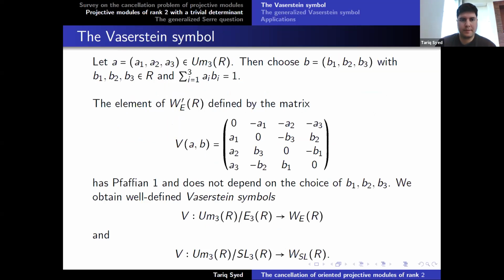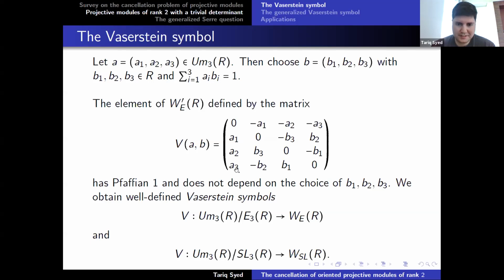And now we can define the Vaserstein symbol. So let's pick a unimodular row of length 3 with coefficients A1, A2, A3. Since it's a unimodular row, we may choose B1, B2, and B3, basically a section to the epimorphism, such that this equation holds, such that this sum is 1. And then there's a canonical associated alternating matrix.